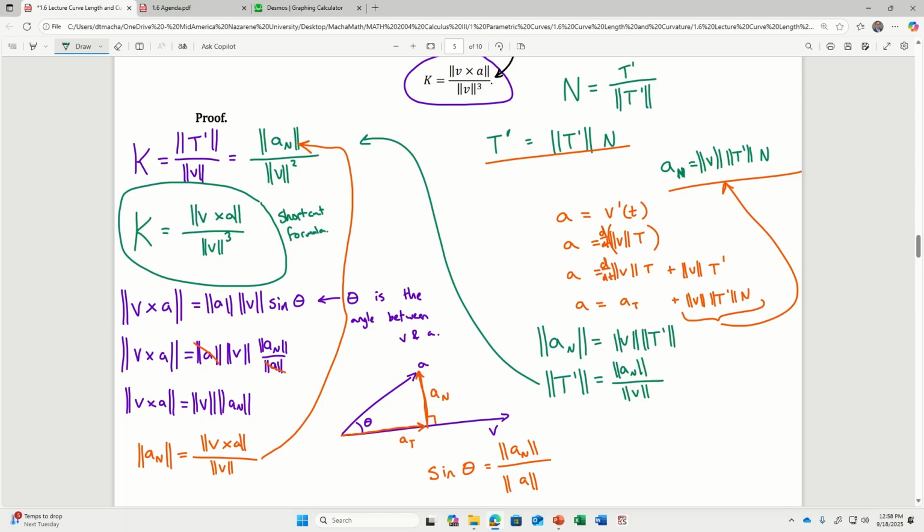And then that was it. Because the thing I needed to get rid of now is this normal component of acceleration, and using that formula we could get rid of the normal component of acceleration, and that happened to be exactly what we wanted.